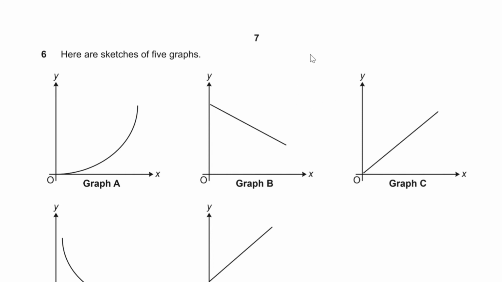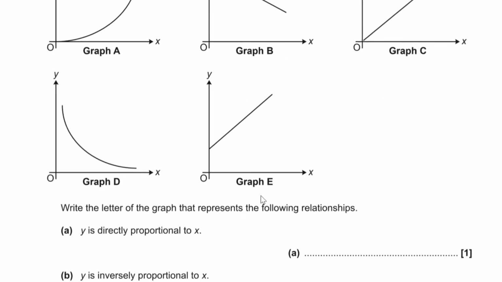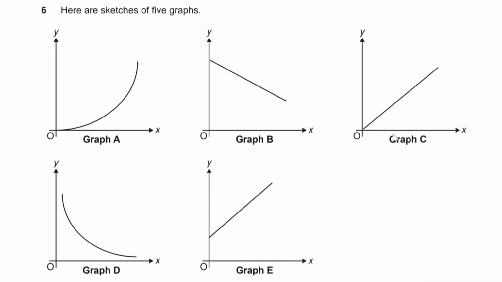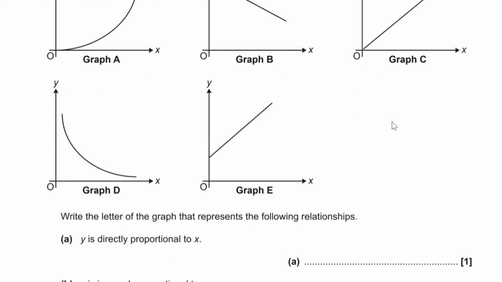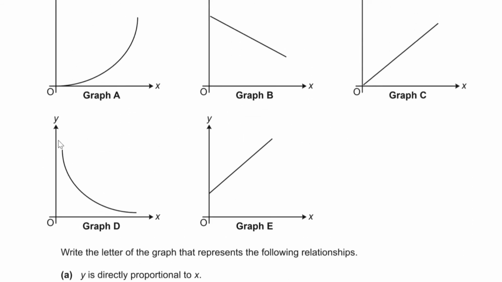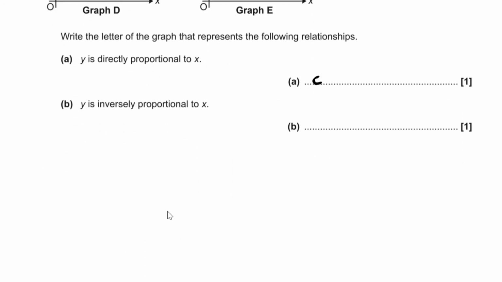Question number 6. Here are sketches of 5 graphs. We've got A, B, C, D, and E. We have to write the letter of the graph that represents the following relationships. Y is directly proportional to X. Well, we want a straight line which passes through the origin. That would correspond to graph C. For part B, y is inversely proportional to x, well, that will represent graph D.